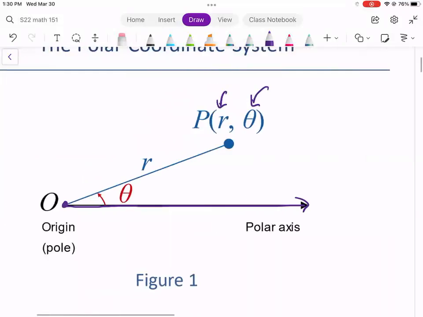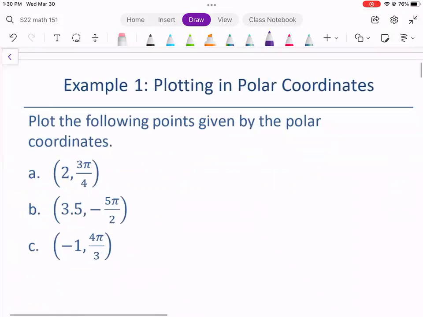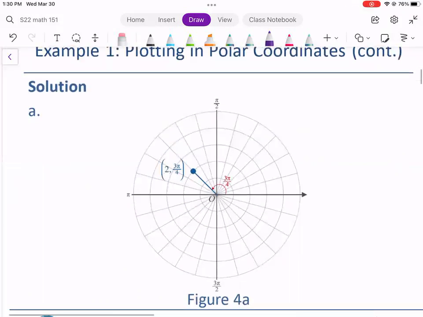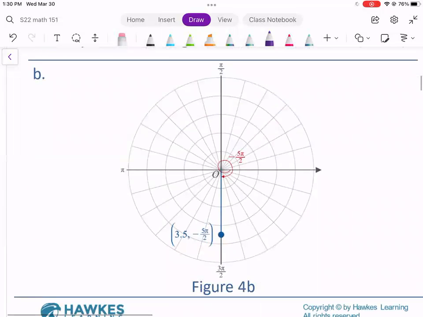Looking at an example of plotting in polar coordinates, remember we have r, theta. So if we look at these 3 examples here, for A we are going to go 3 pi over 4, which puts us in the second quadrant, and then we're going to have a length of 2. You need to know those radians and how far you travel. For B, we are going to go negative 5 pi over 2 in that direction. So we travel negative 2 pi and then another half pi, with a length of 3.5.